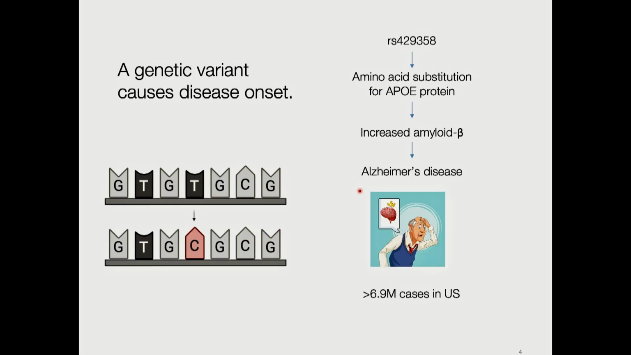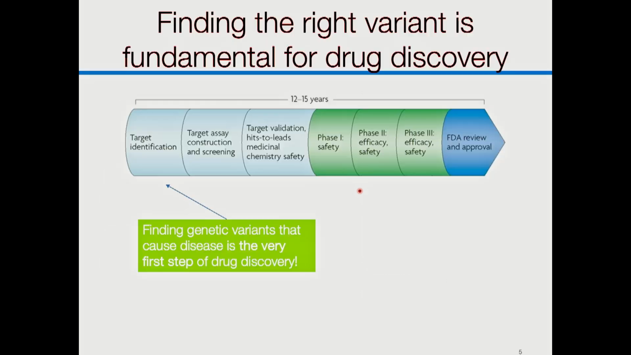For example, the variant that I was talking about is actually a very famous, well-studied variant called the E4 allele. This variant leads to a protein conformation change and increased amyloid beta, which leads to Alzheimer's disease, one of the most prevalent diseases in the United States, causing 6.9 million cases. And there are numerous variants associated with diseases that can cause them.